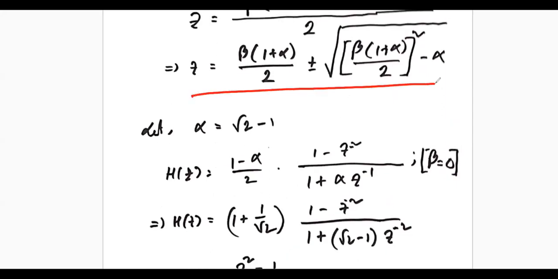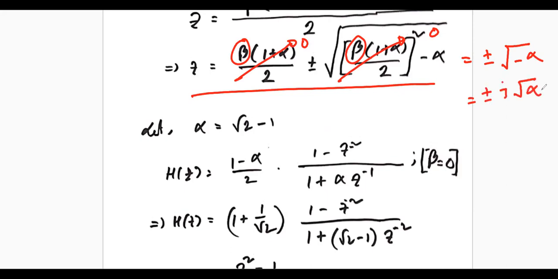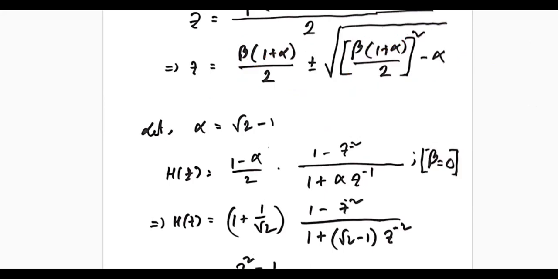You can put it into the fundamental equation, or you can directly put it into this equation. If I put it directly into this equation, this part definitely goes to 0 because beta equals 0. And this part also goes to 0 because beta equals 0. Then we find only plus minus root over minus alpha, which can be written as plus minus j root alpha. That is the value of z for this case. You can do it like this.